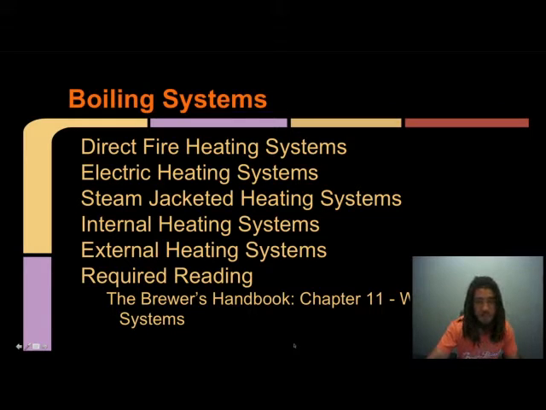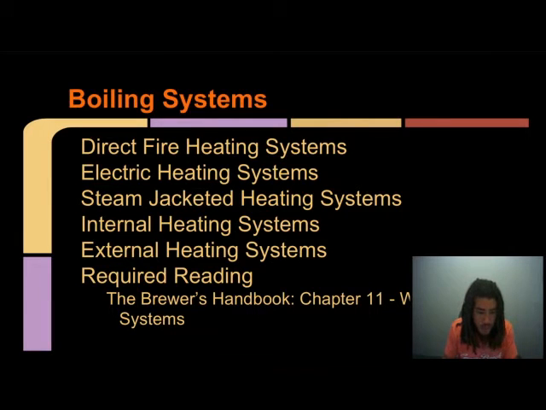So the different types of systems that we're going to discuss today are as follows. We have direct fire heating systems, electric heating systems, steam jacketed heating systems, external heating systems, and internal heating systems. The required reading for this one will be Chapter 11, Wort Boiling Systems, in the Brewer's Handbook, which should be a part of the curriculum. So take a look at that. There will be questions in the quiz regarding that specifically, a lot of things that are in there and in the slide. So, all right, let's hop into it.